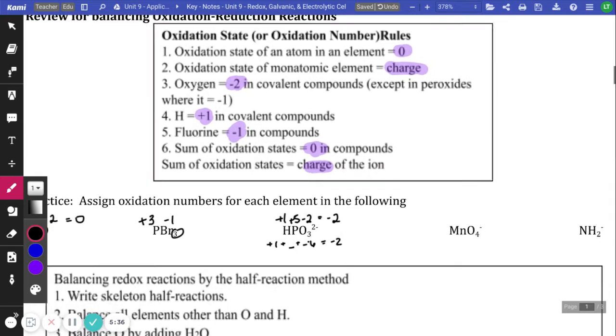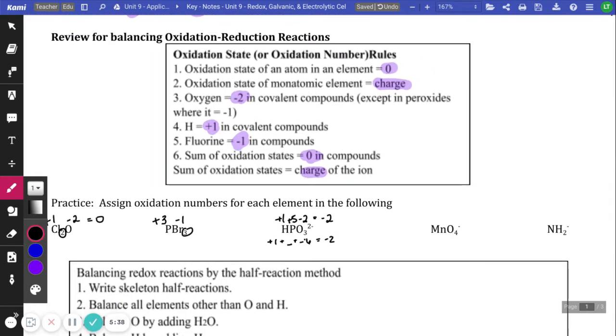Okay, so you guys go ahead and do the last two. Pause the video, figure out their oxidation numbers, and then come back.